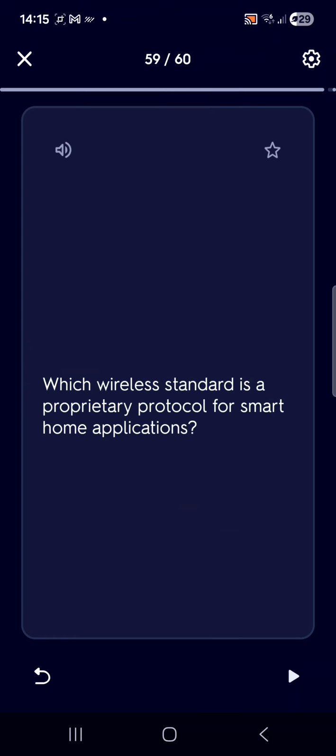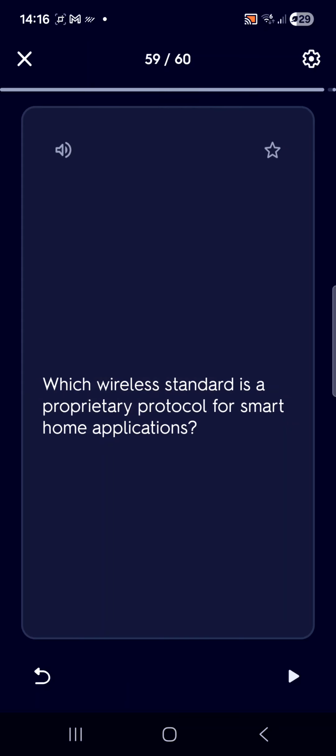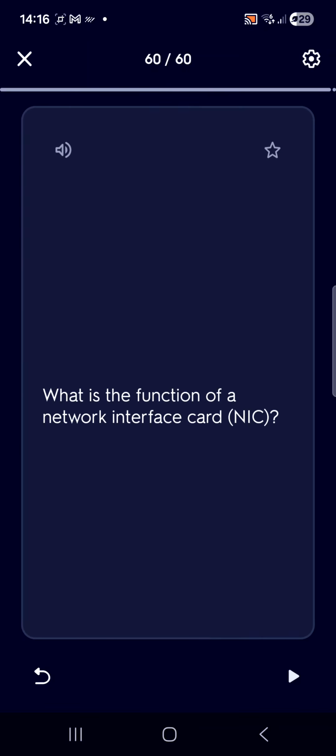Which wireless standard is a proprietary protocol for smart home applications? That would be the Z-Wave. The Z-Wave is the wireless standard that is a proprietary protocol for smart home applications.